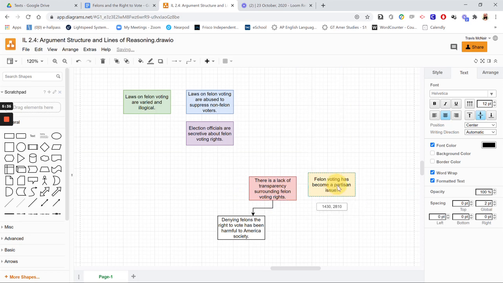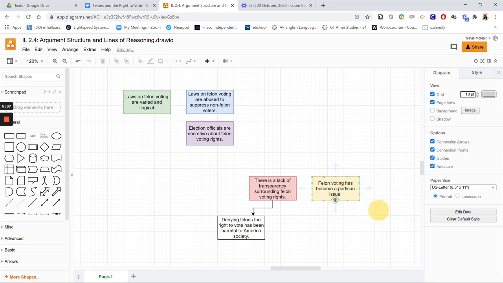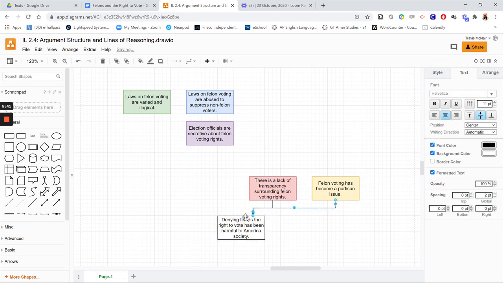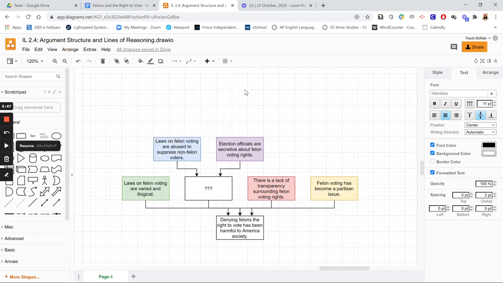Bring this one down. And make another connection. It really doesn't matter which node, as long as it's pointing to this particular box here. And to fast forward just a little bit, here is what it looks like when I'm done planning out, or mapping out rather, the initial lines of reasoning.